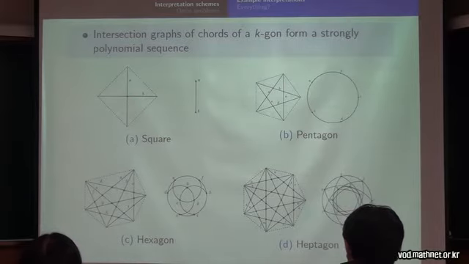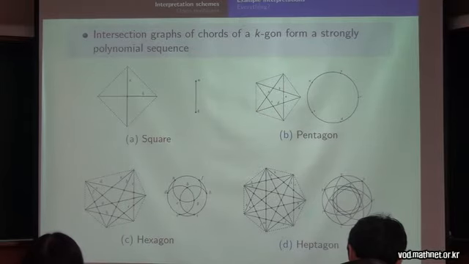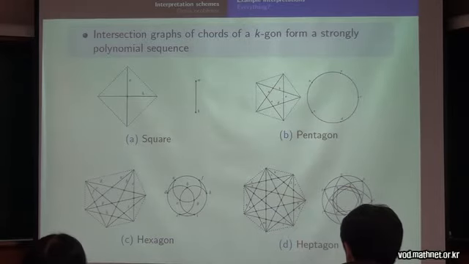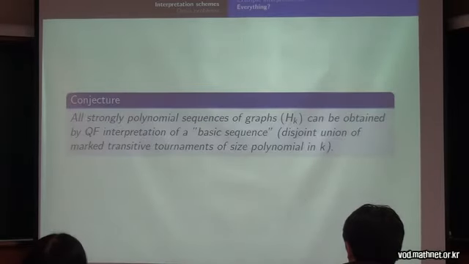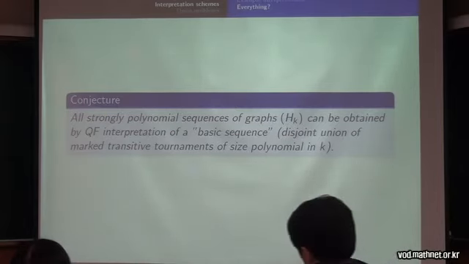And you can do more exotic things. You can make intersection graphs. This is also from a transitive tournament. Transitive tournaments seem to be the basic building block we're looking for. And the conjecture is you can get everything from a disjoint union of transitive tournaments with some marks. That's certainly what we've found so far.